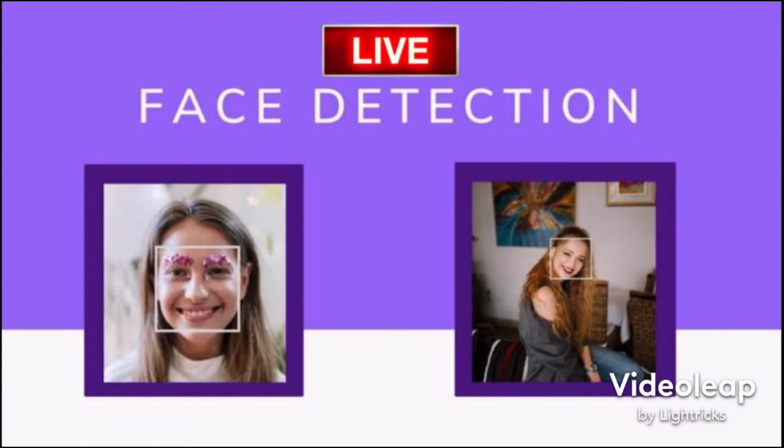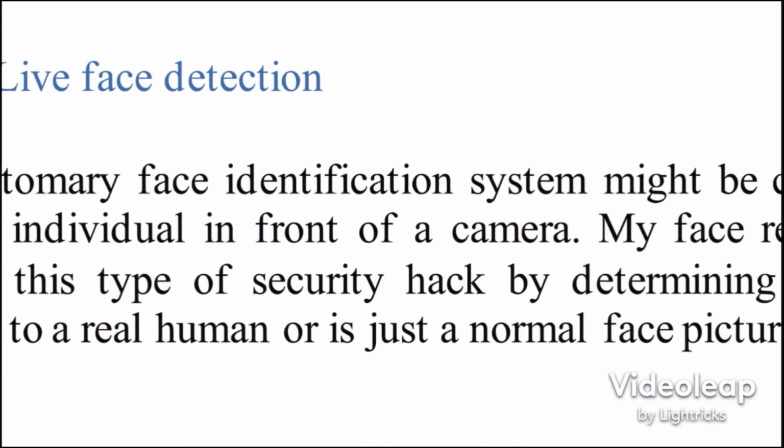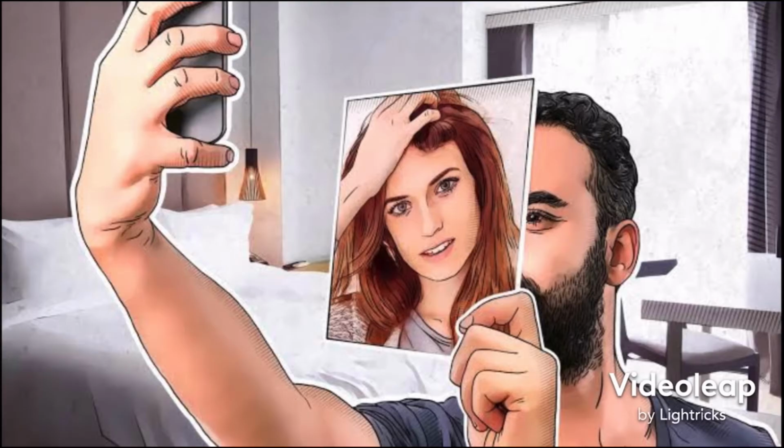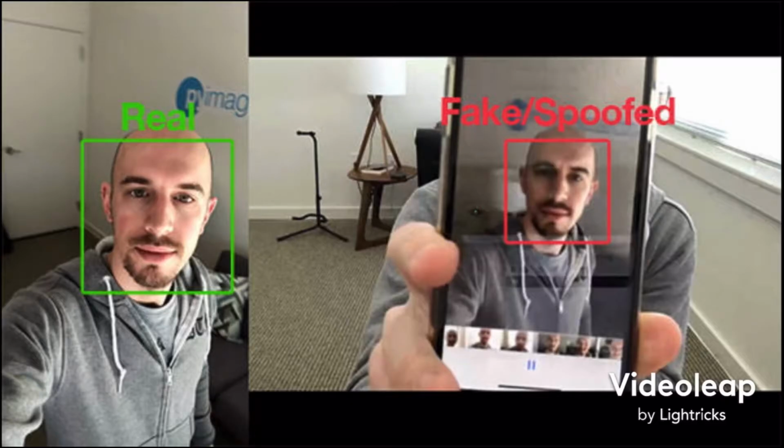The second characteristic is live face detection. The customary face identification system might be cheated easily by placing a photo of another individual in front of a camera. My face recognition system has the ability to prevent this type of security hack by determining whether a face in a video stream belongs to a real human or just a normal face picture.